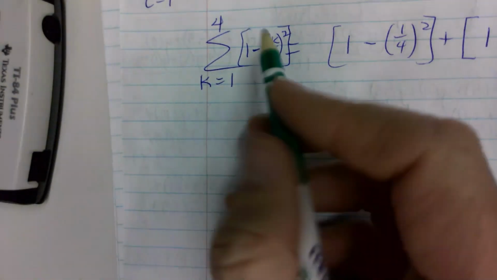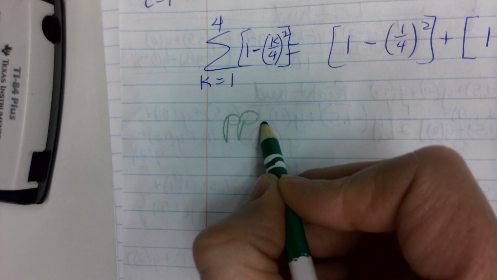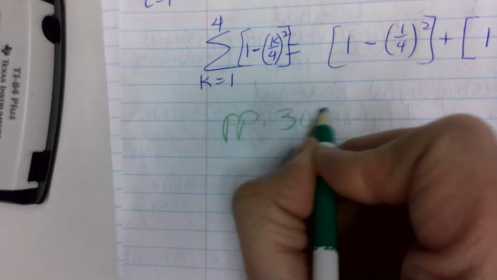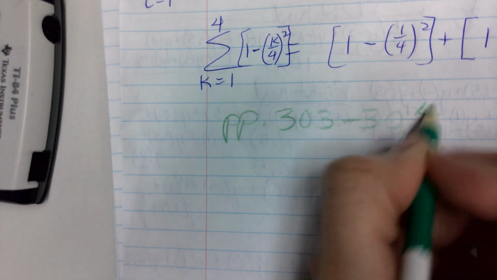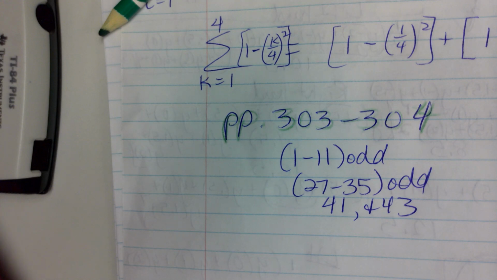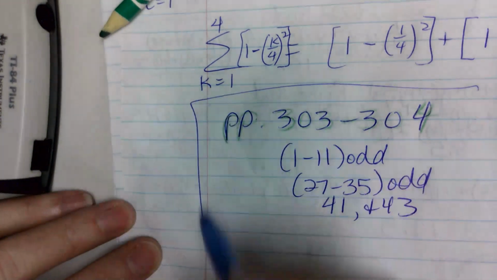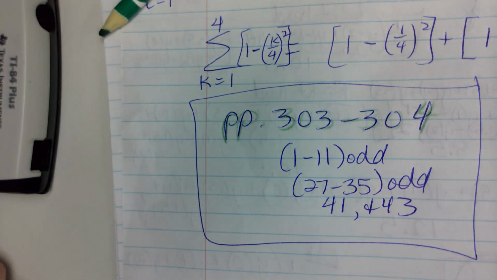Your assignment is pages 303 to 305. Oh, it's actually 4. 303 to 304. Y'all have 30 minutes. Get started.